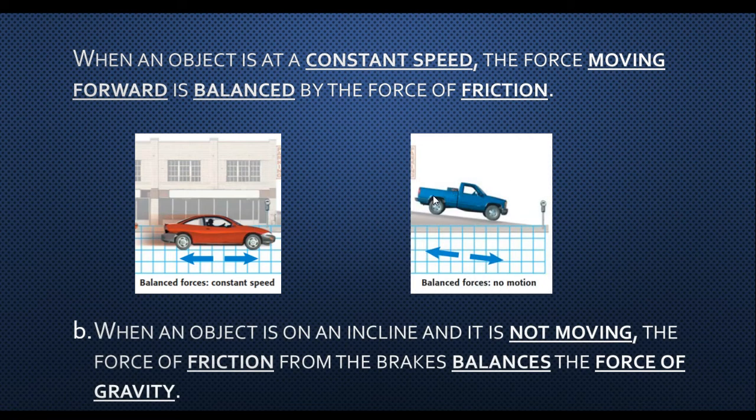Now, let's say you park your car on a hill. Okay, a car or an object is on an incline. Now, gravity wants to roll that downwards, whichever way it's going. It wants to pull that object downwards. However, if the car is not moving, and hopefully your car's not rolling off the hill, the force of friction from the brakes of that vehicle will balance the force of gravity, and therefore the car is not moving. So if gravity is pulling, in order for that object to not move, the friction of the brakes has to balance that force of gravity.